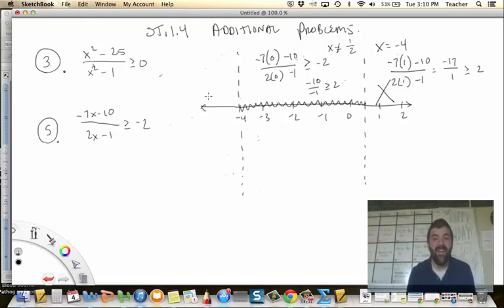Now make sure these have to be in interval notation. So that's a very important thing that we learned in the last section.